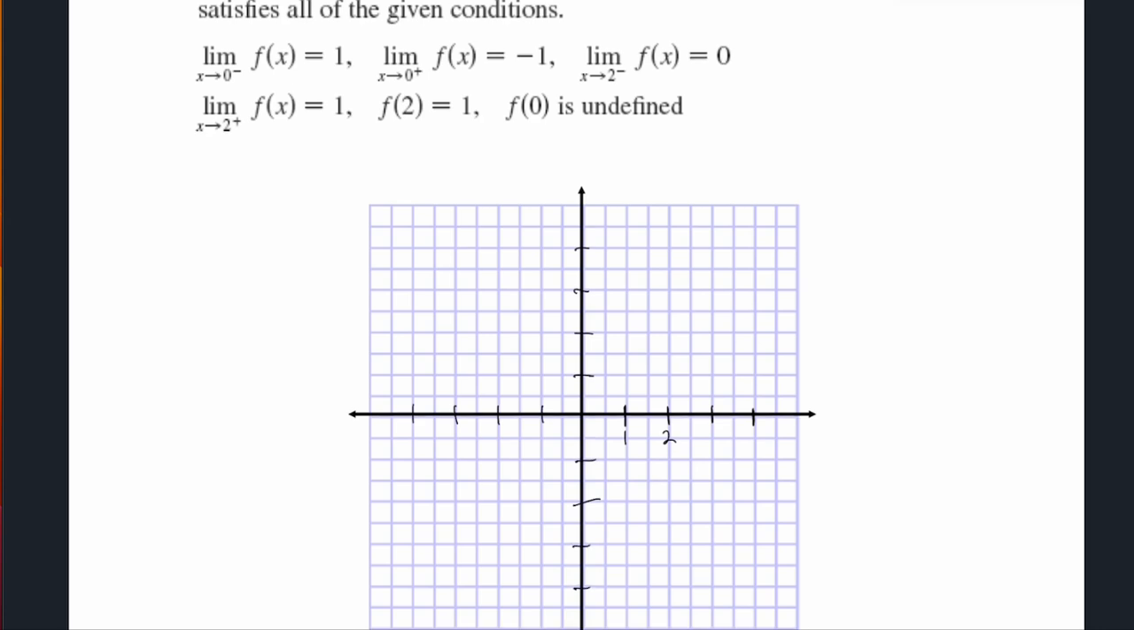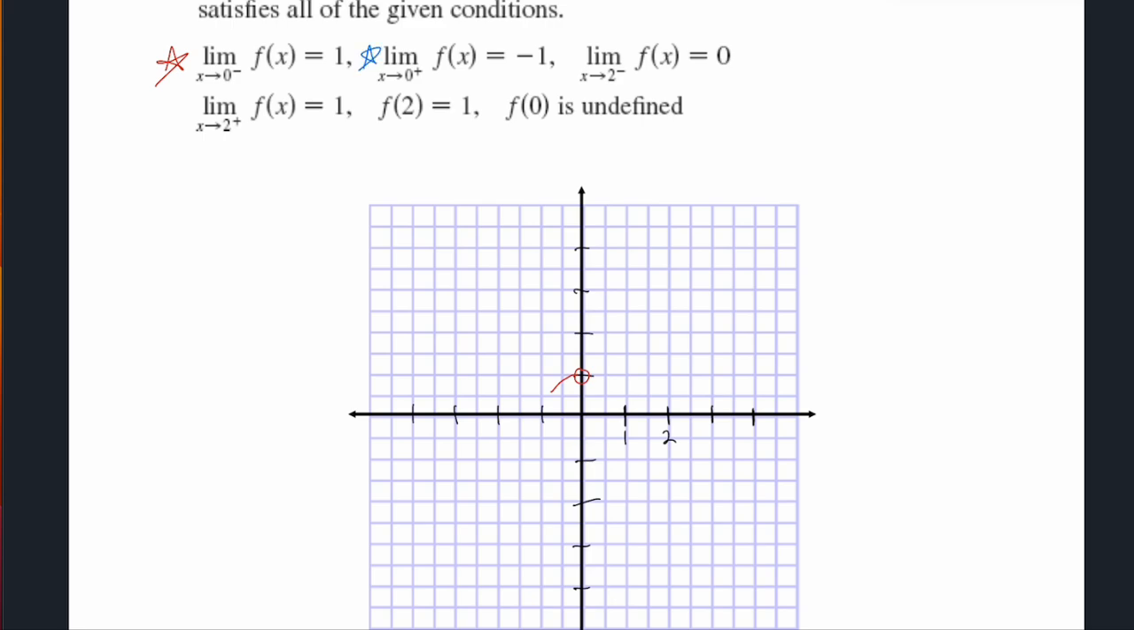Okay. So as we are coming in from the left of 0, we should be heading to a height of 1. So I am just going to put an open circle because I don't know what's really happening there. And I'm just going to make a little tail on the left. Says, oh, I'm heading to 1. On the left side, I'm heading to 1. I don't know if I reach it, but I'm heading there. Okay.